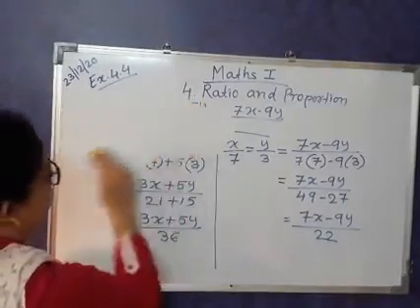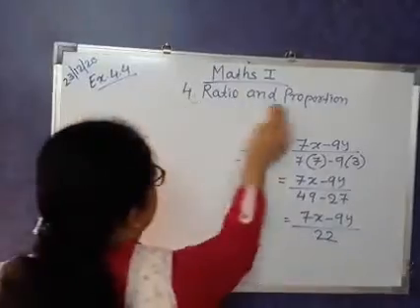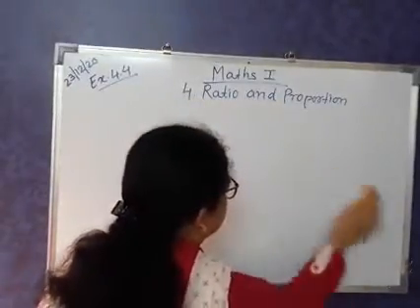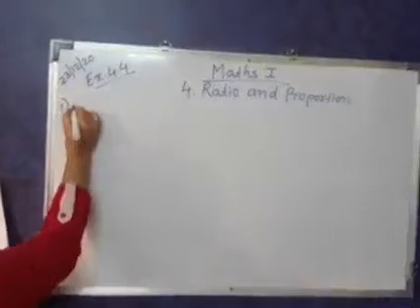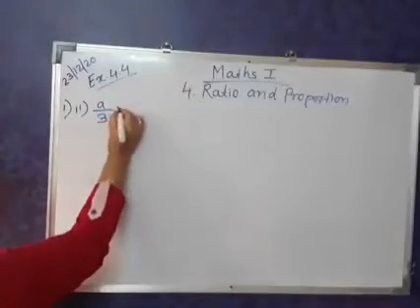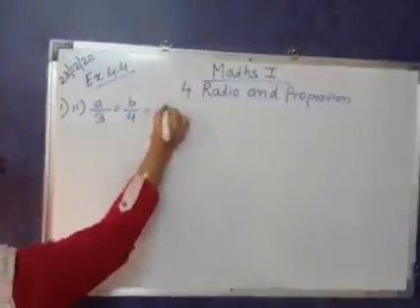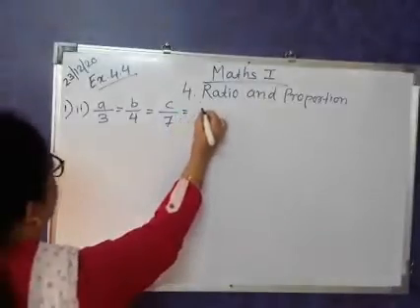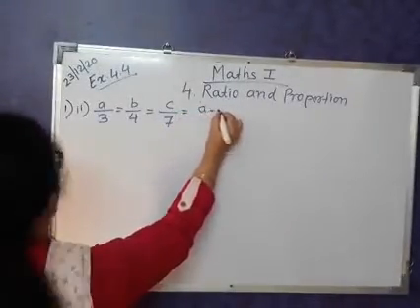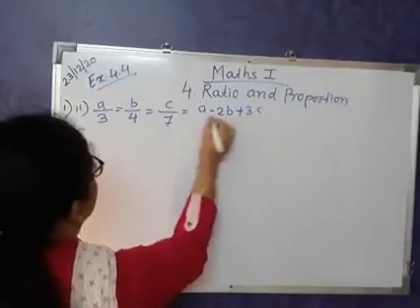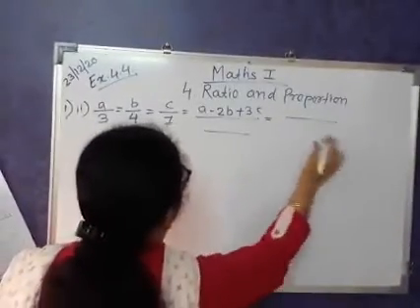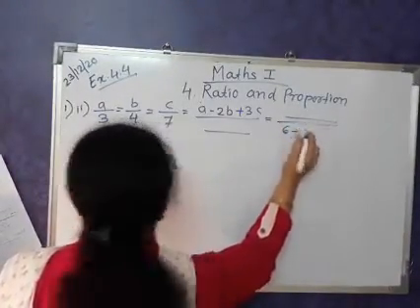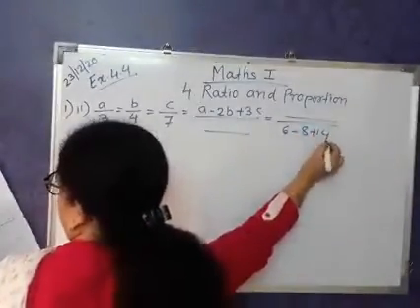Now we will see the second one. So the second question, from the second part: a upon 3, b upon 4 is equal to c upon 7 is equal to a minus 2b plus 3c upon dash is equal to dash upon 6 minus 8 plus 14.